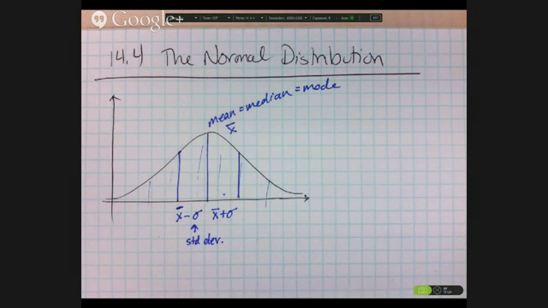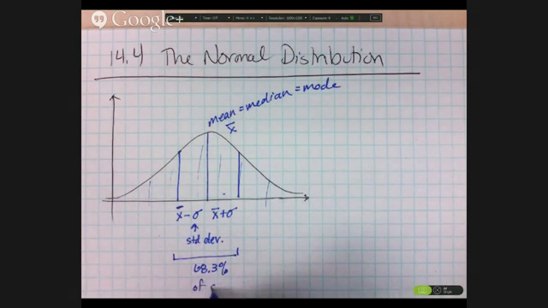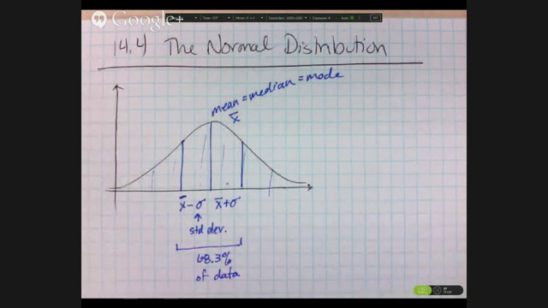So if you're within one standard deviation of the mean, you have just counted 68.3% of your data. So there's a 68.3% probability that any new piece of data will fall in that range. Okay.